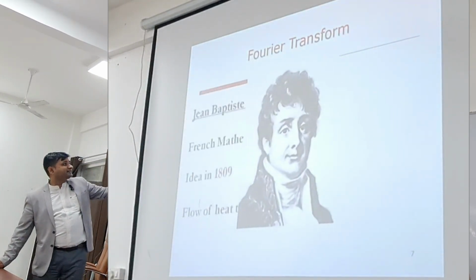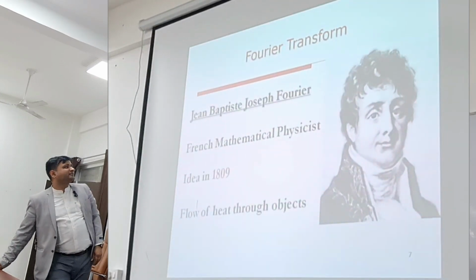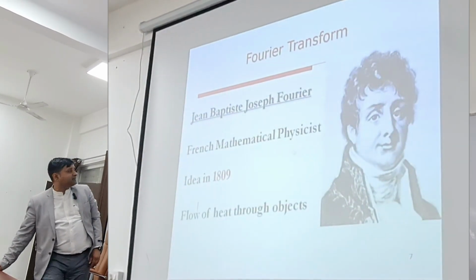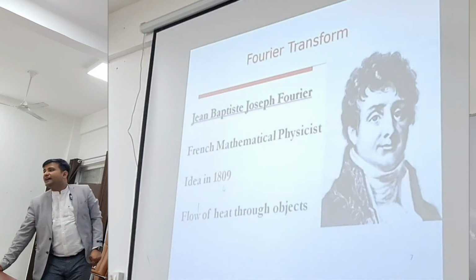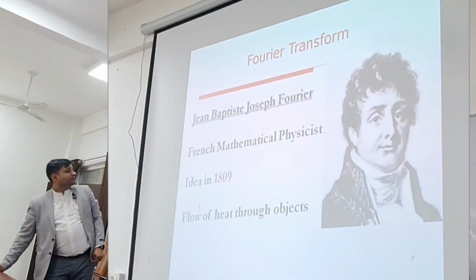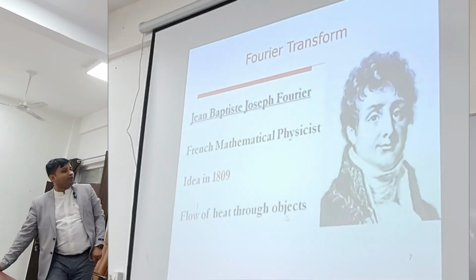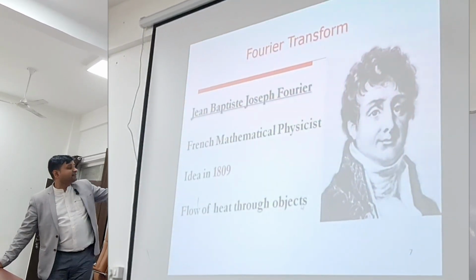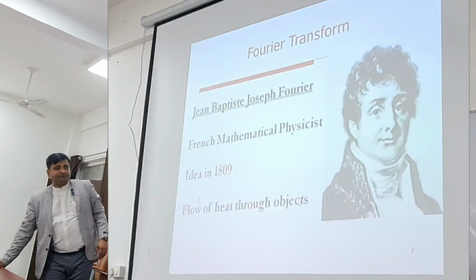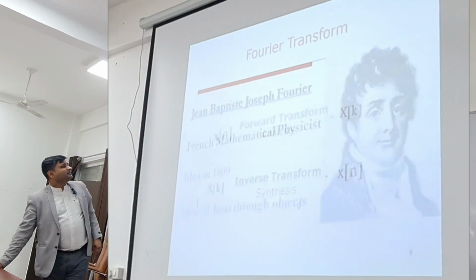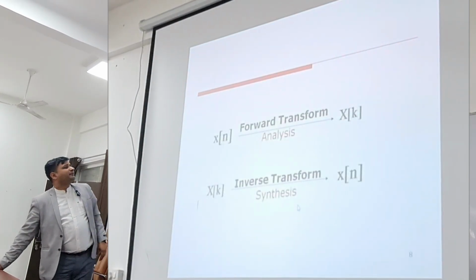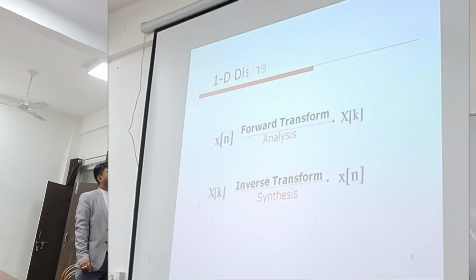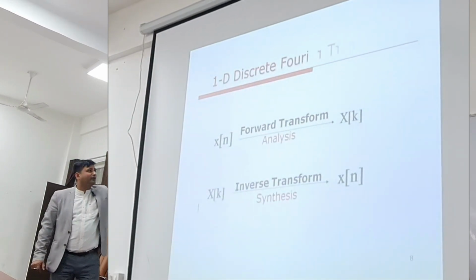Fourier discovered the Fourier transform. He was a French mathematician and physicist. The idea was given in 1809, for the flow of heat through an object. The first application of Fourier was in heat transformation. And this is the mathematical notation of the one-dimensional discrete Fourier transform.